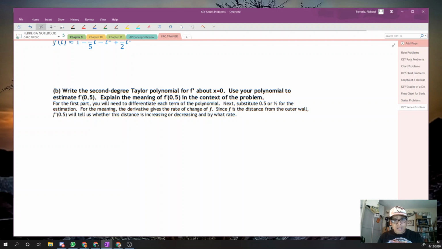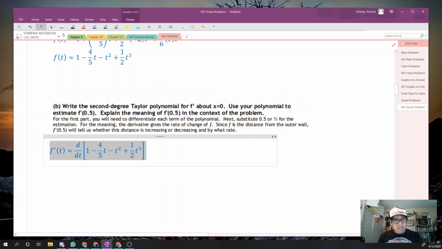Here is that derivative. The idea here is that you want to take what's called a term-by-term derivative. So you're taking the derivative of 1, taking the derivative of negative 4/5 t, taking the derivative of negative t squared, and taking the derivative of 1/2 t cubed. Do them all separately. This is just a polynomial, and you've differentiated plenty of polynomials by the time you've reached this part of the AP course. So taking the derivative of every term, we just get this.